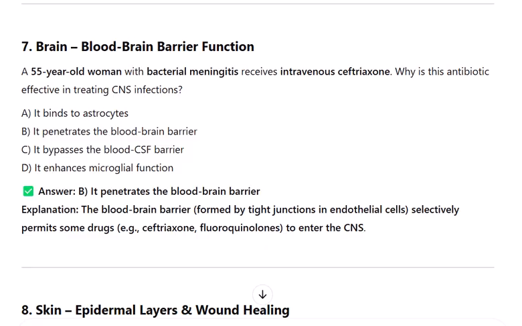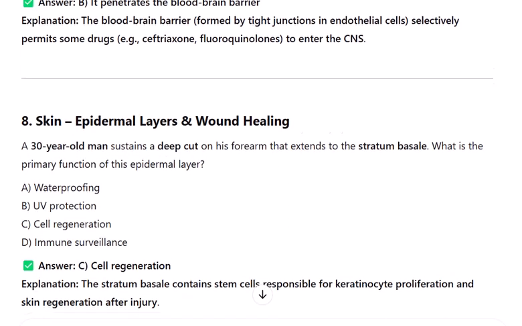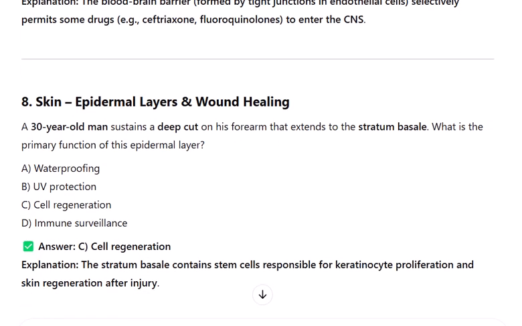8. Skin, epidermal layers, and wound healing. A 30-year-old man sustains a deep cut on his forearm that extends to the stratum basale. What is the primary function of this epidermal layer? A. Waterproofing. B. UV protection. C. Cell regeneration. D. Immune surveillance. Answer C. Cell regeneration. Explanation: the stratum basale contains stem cells responsible for keratinocyte proliferation and skin regeneration after injury.